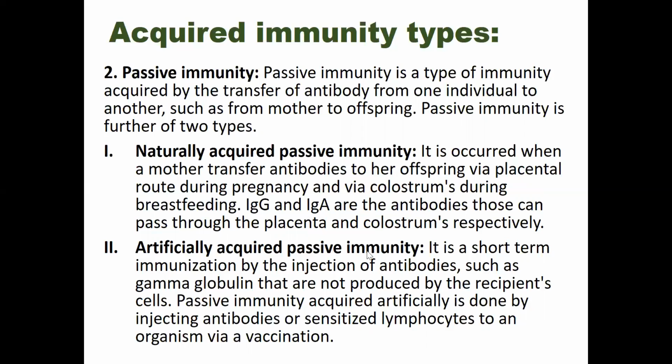Artificially acquired passive immunity is a short-term immunization by the injection of antibodies such as gamma globulin, a type of antibody that is not produced by the recipient's cells. So passive immunity acquired artificially is done by injecting antibodies or sensitized lymphocytes into an organism, like during the coronavirus situation, the plasma donation. Plasma donation is a kind of artificially acquired passive immunity.